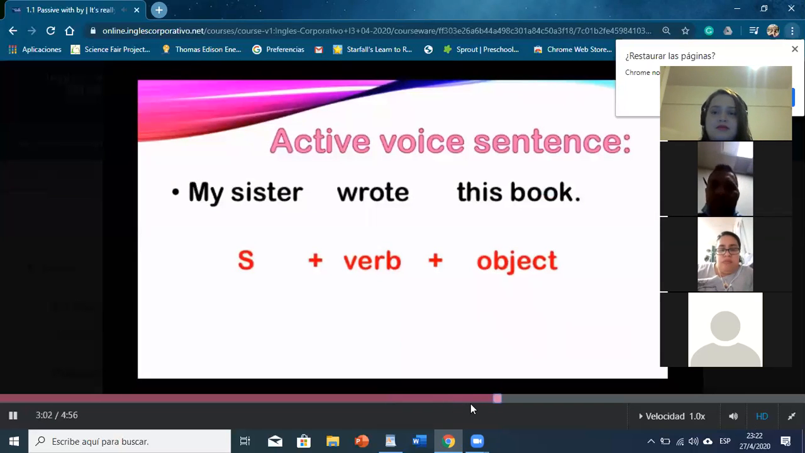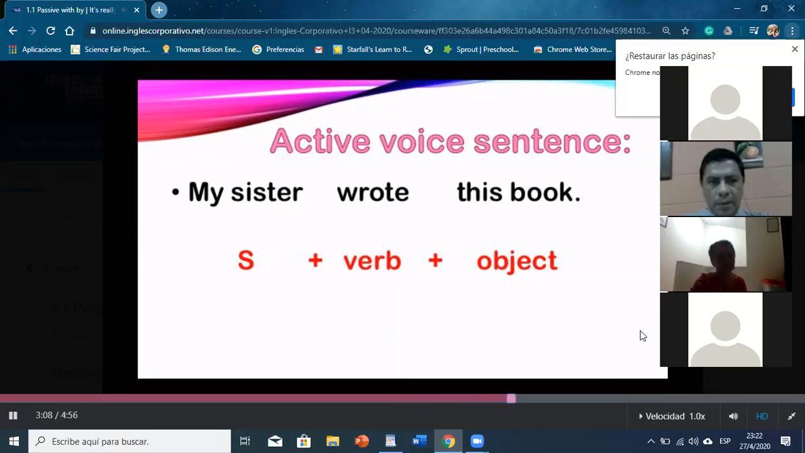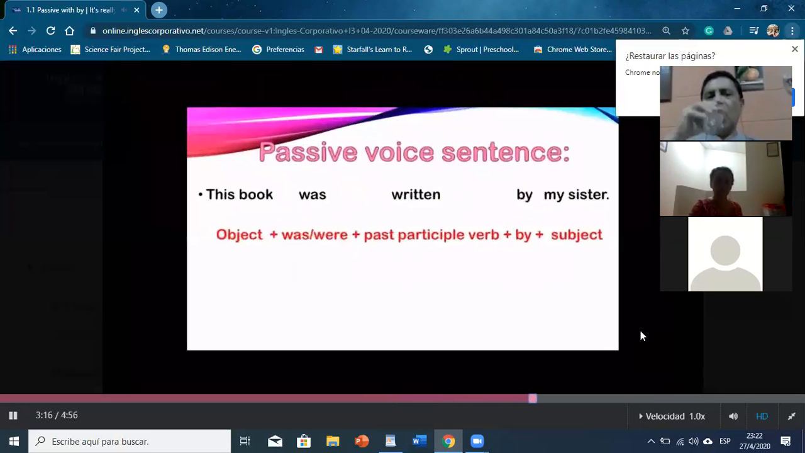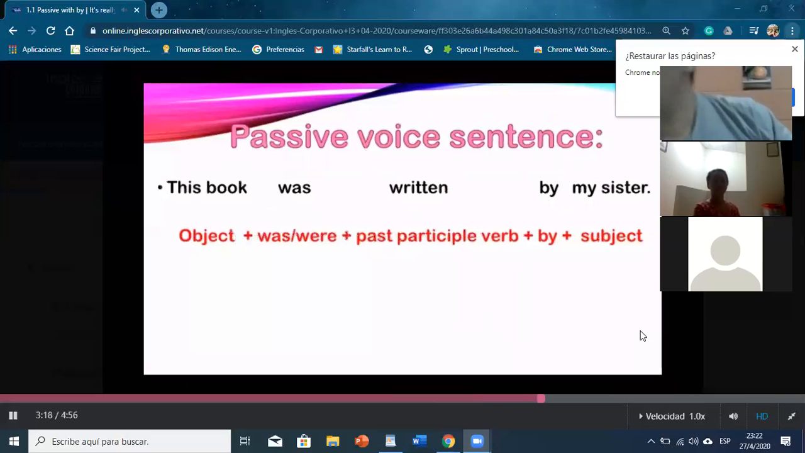Now let's take a look at each sentence. In this first sentence, which by the way is in active voice, the emphasis is on my sister. It was not Susanna who wrote the book, it was my sister. This book was written by my sister. This book is the object, was or were, written is the past participle of the verb, by my sister is the subject. In this second sentence, we're using passive voice and the emphasis is on this book. The most important fact is that the book was written.